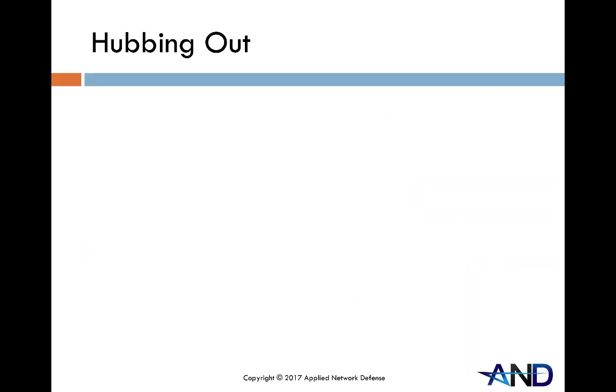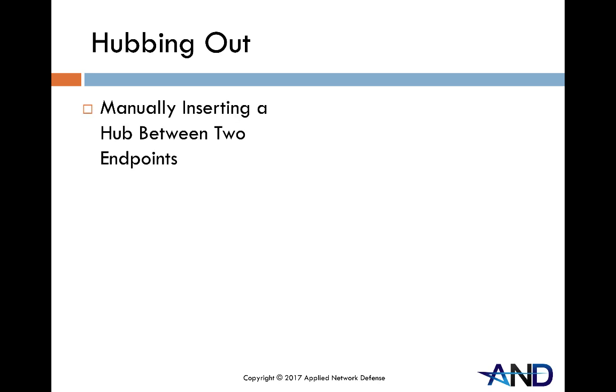The third packet collection technique I want to talk about for tapping into the wire is a technique called hubbing out. Now, hubbing out is very similar to the process of using a tap, wherein with a tap, we physically inserted a device between other devices whose traffic we wanted to intercept. Hubbing out is going to be the exact same process, but instead of using a tap, which is designed for that type of thing, we're actually going to use a hub.